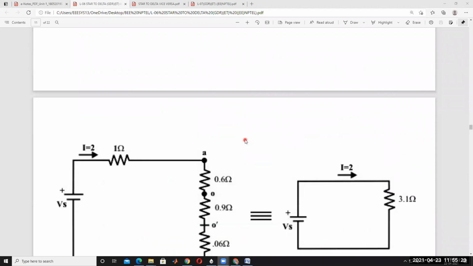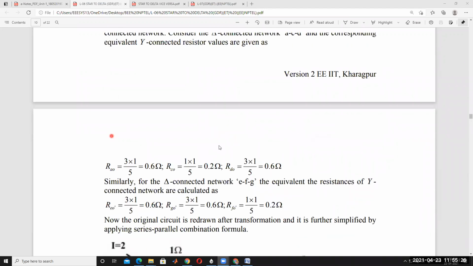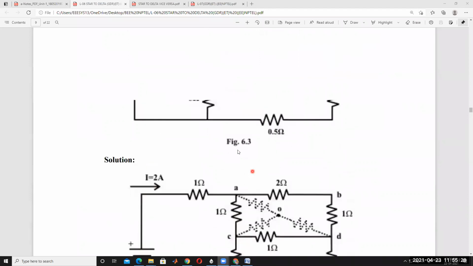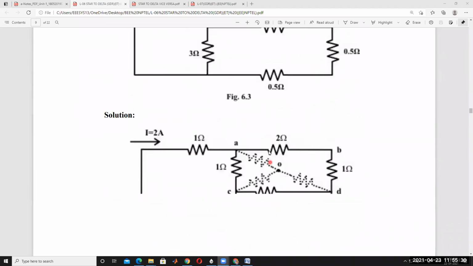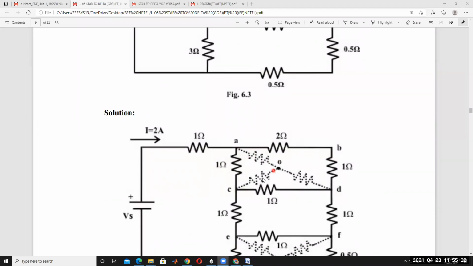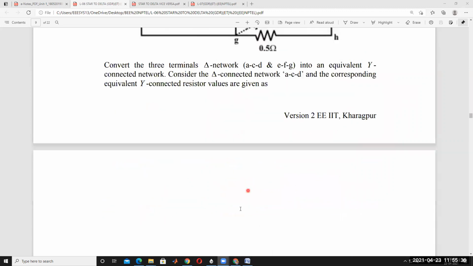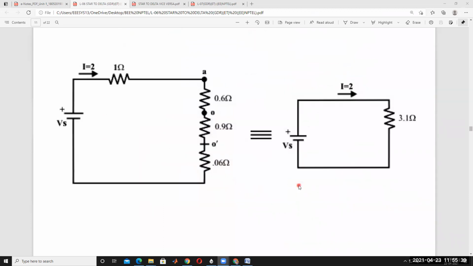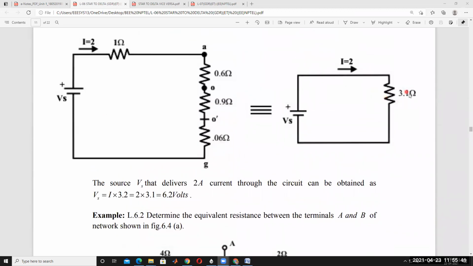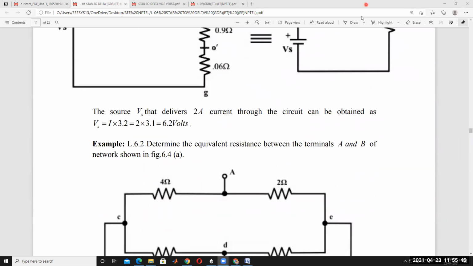Okay. By using star to delta and delta to star transformation techniques, convert it like this: delta to star, and this also delta to star, and you will get to simplify like this. So we'll get the final answer: R equivalent is equal to 3.1. Okay, this is the assignment for you. And next question.